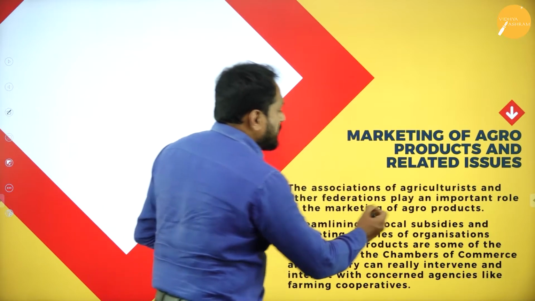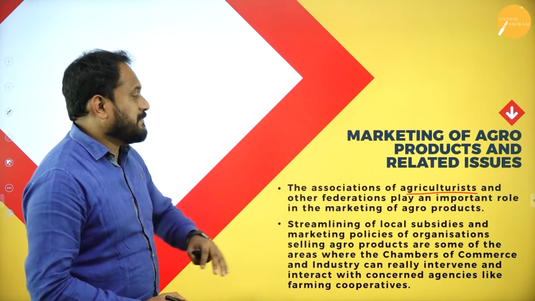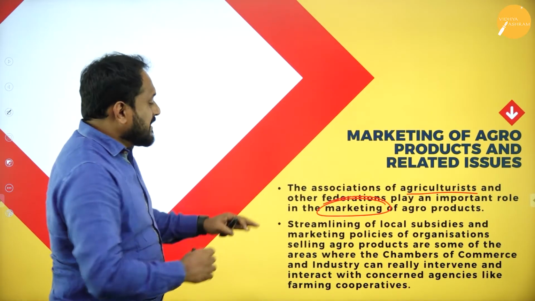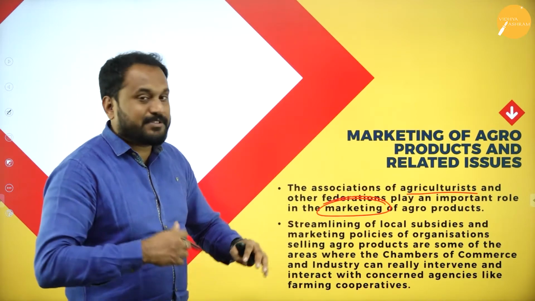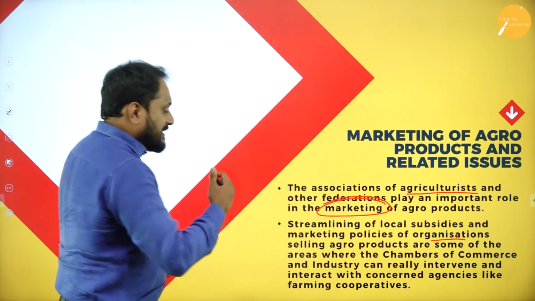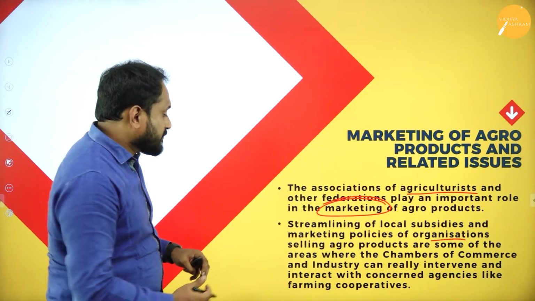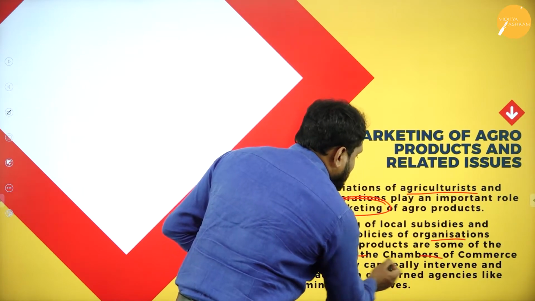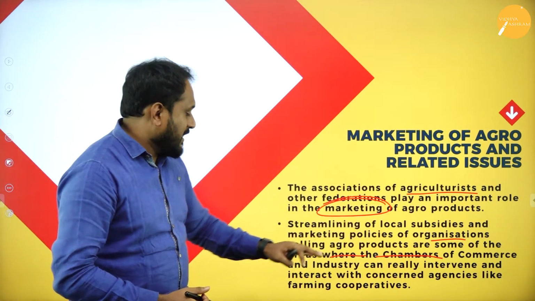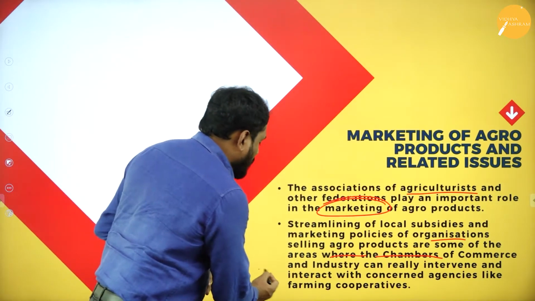Next is marketing of agro products and related issues. Now the Association of Agriculturists and other federations play an important role in the marketing of agro products. Streamlining of local subsidies and marketing policy of organizations selling agro products are some of the areas where the Chambers of Commerce and Industry can intervene and interact with concerned agencies like farming cooperatives.